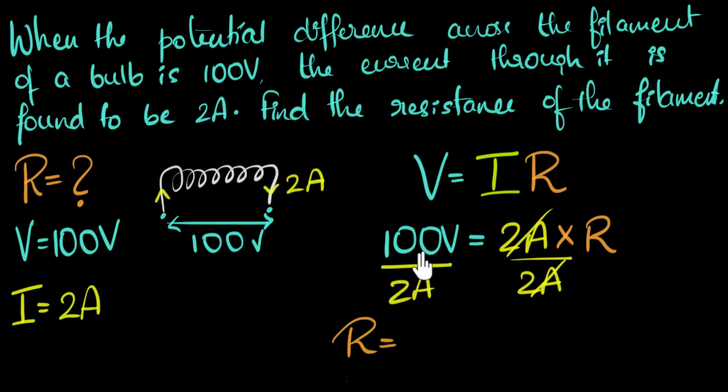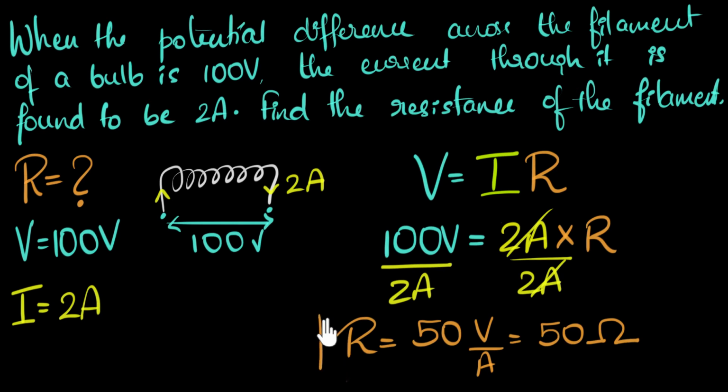100 by 2 is 50. And so we'll get the resistance to be 50 volts per ampere. And volts per ampere is what we often call ohms. So we'll say the resistance is 50 ohms. So there we have it. The resistance of the filament is 50 ohms.